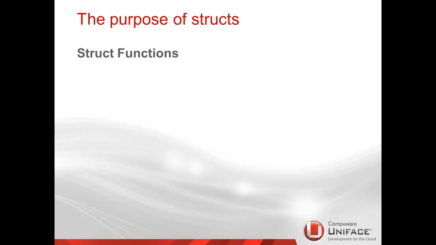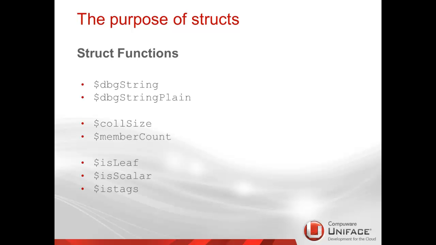Then we also have a number of struct functions. First, we have the $dbg_string and $dbg_string_plain. The first one will get a string that represents the struct or struct collection, and the second one will basically do the same but without annotations. Then we have the $coll_size function, which will get the number of structs in the collection. $member_count will get the number of members in the struct.